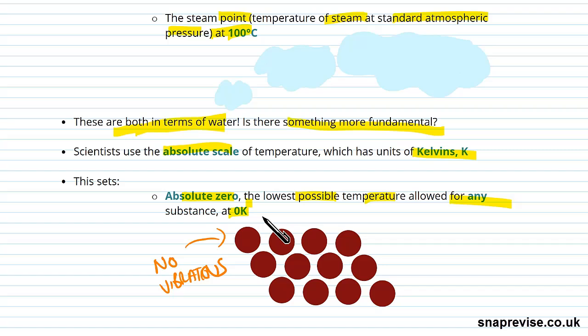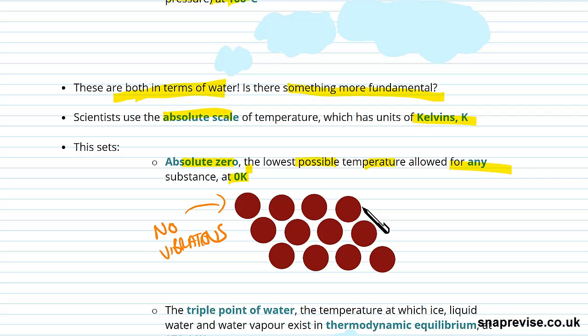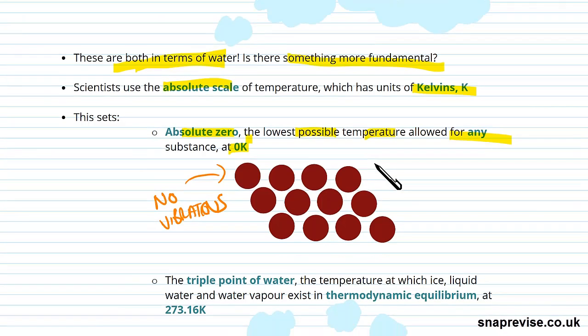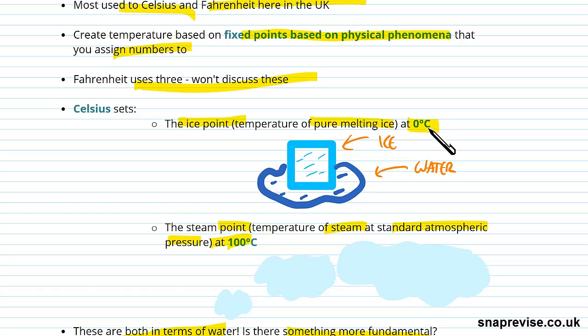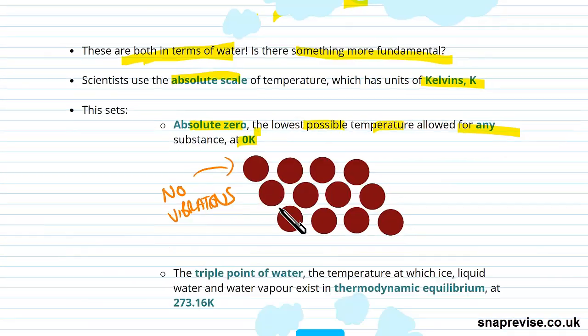For the next fixed point, there's not really another fundamental thing we can use, because remember, 0 Kelvin is the lowest possible temperature anything could go, since at that point nothing is moving. That makes sense. But for the next thing, we have to pick something related to a particular substance, so scientists have picked the most scientific one they can, which is the triple point of water. Where Celsius uses 0 degrees for pure melting ice and 100 degrees for the boiling of water, the steam point, the absolute scale does something different.